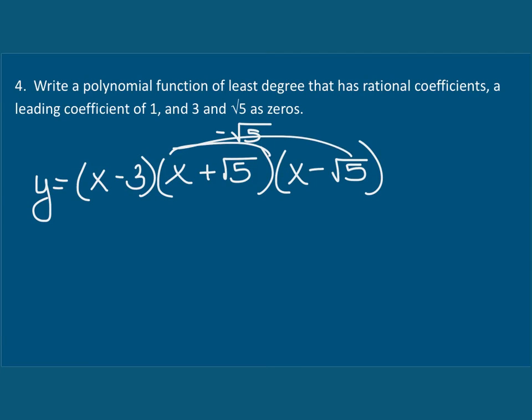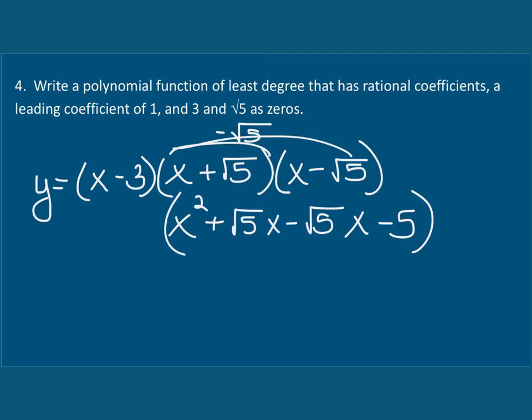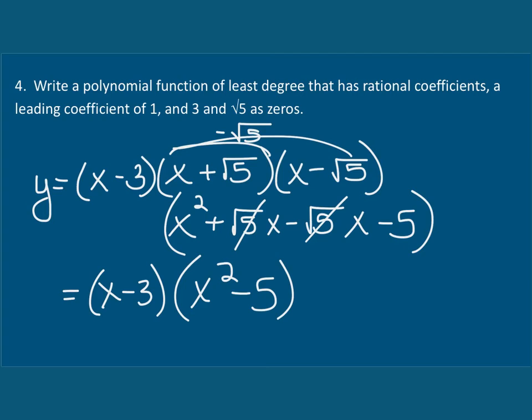Okay, so let's multiply the two conjugates together first. And as a reminder, my two middle terms are going to drop out. So you do enough of these and hopefully you won't be writing plus 5 root x and then minus the square root of 5x. And then the square root of 5 times the square root of 5 would be the square root of 25, which is just 5. So there we go. Two middle terms drop out and I just get x squared minus 5. And then I have x minus 3 in the front.